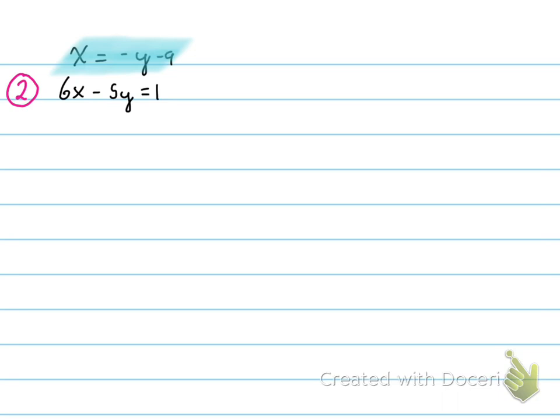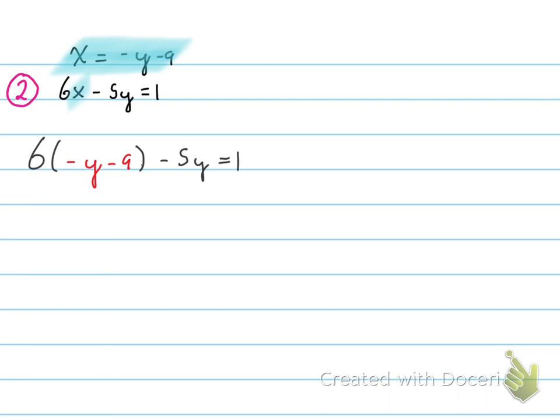So what I'm going to do in step two is I'm going to replace x with the other side of the equation, which is negative y minus 9. The whole reason I do that is, again, even though that equation looks ugly, my only unknown is y, so I could actually find a numerical value for y.